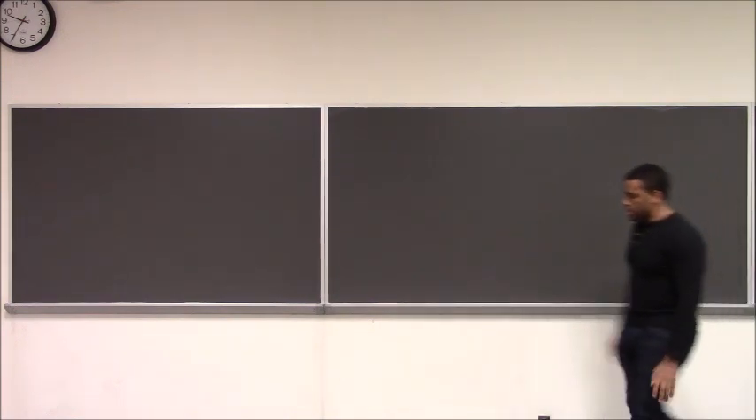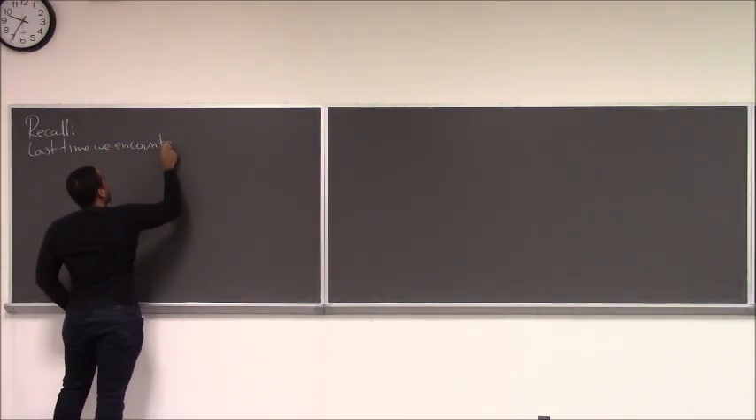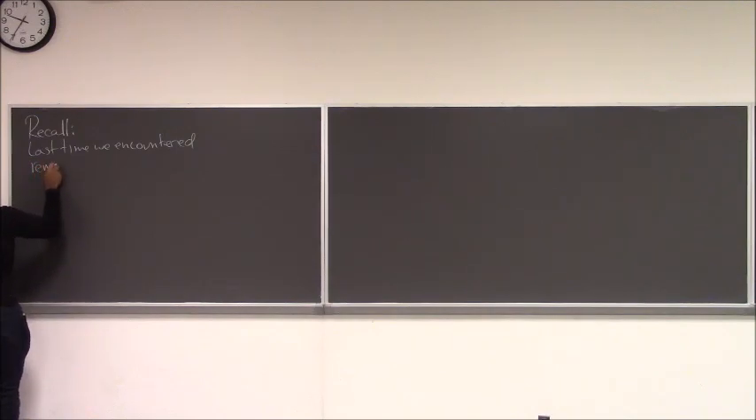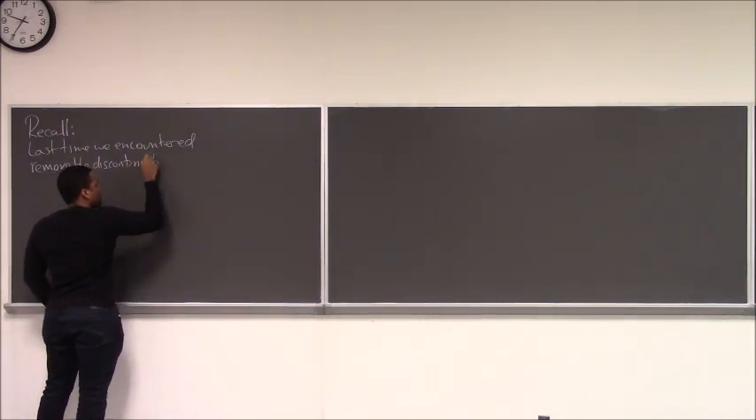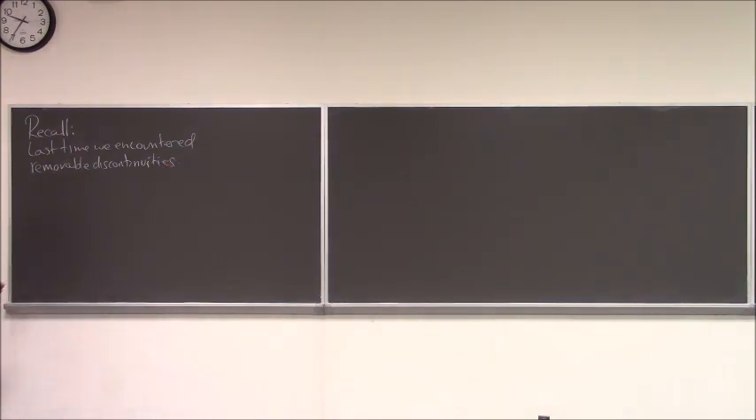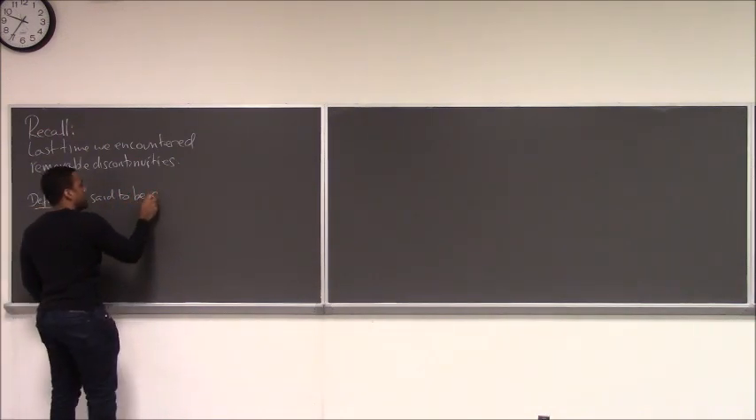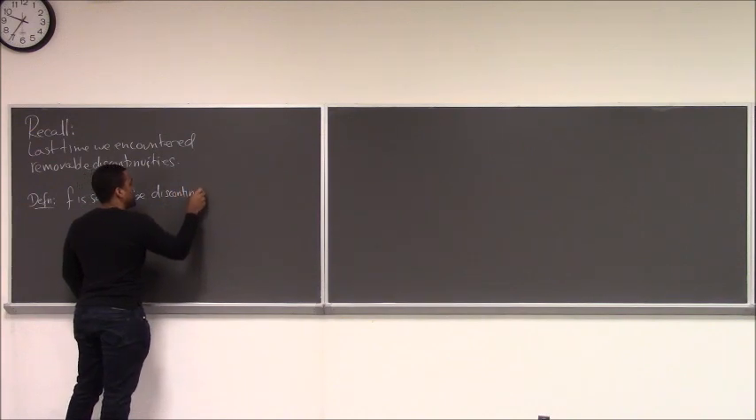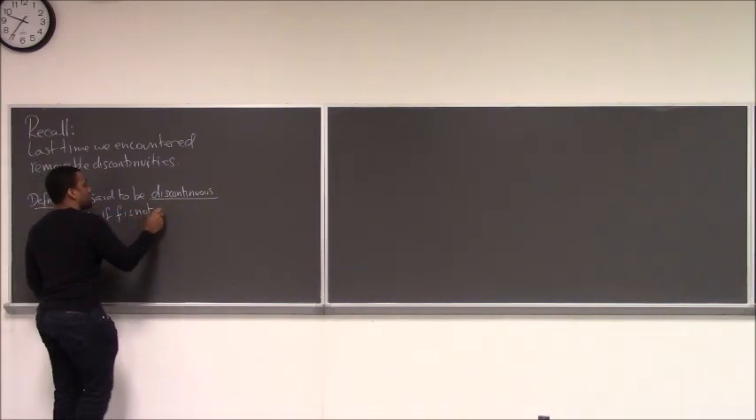I'm going to do a few definitions and some terminology here. Last time, make sure we know what this is. I don't know if I ever wrote this down actually. I just said to be discontinuous at x equals 8, if f is not continuous.